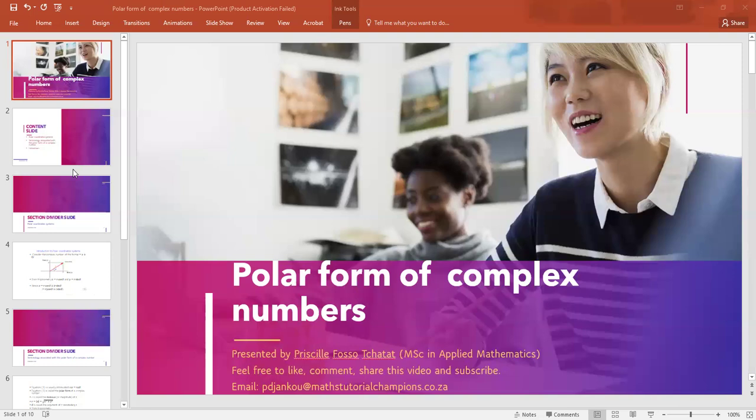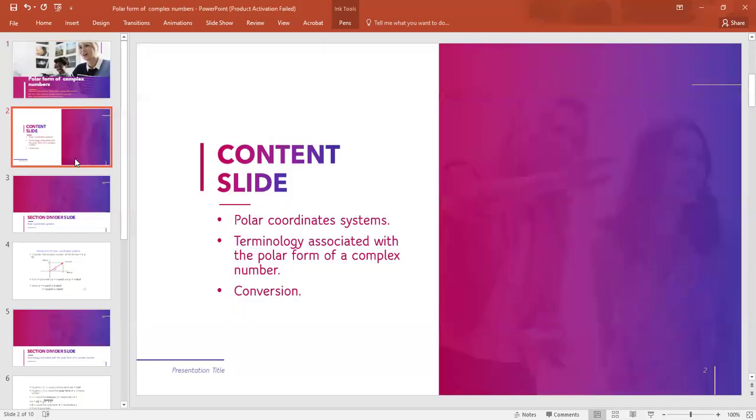Let's dive into our conversation of the day. This is an overview of what we are going to discuss all through. We are going to look at the polar coordinate system. We are going to look at some terminology associated with the polar form of a complex number, and we are going to end with an example on how to convert a complex number from rectangular form to polar form.